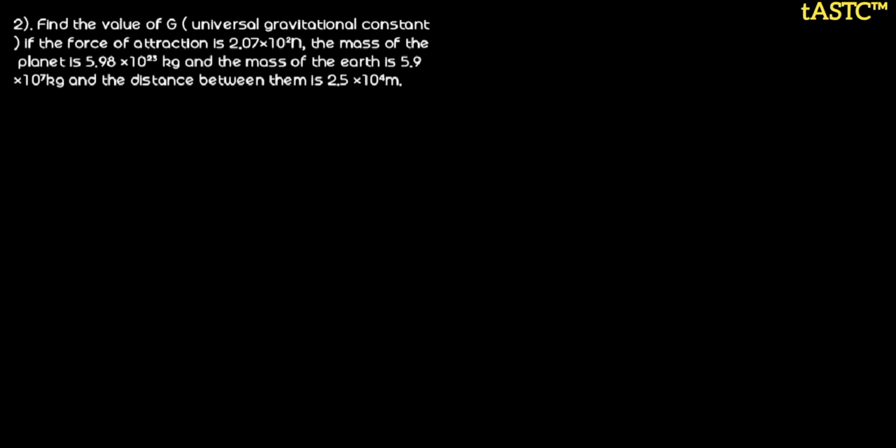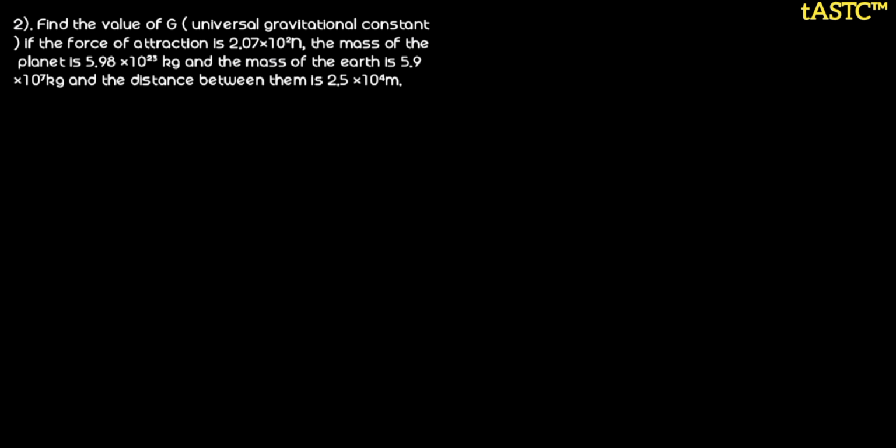Now here is another question. Number 2 says, find the value of g, the universal gravitational constant, if the force of attraction is 2.07 multiplied by 10 to the second newtons. The mass of the planet is 5.98 multiplied by 10 raised to the power of 23 kilograms, and the mass of the Earth is 5.9 multiplied by 10 raised to the power 7. And the distance between them is 2.5 times 10 to the 4th meters.